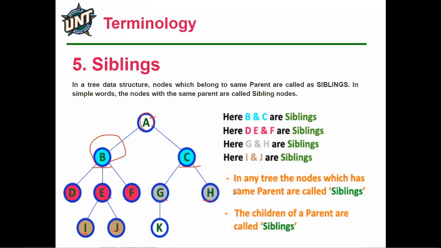So what is the concept of sibling? Nodes which belong to the same parent are called siblings. In any tree, nodes which have the same parent are siblings, and the children of a parent are called siblings here. So real brothers, we can say in a non-technical way. This is the concept of sibling. It's a very simple concept. I hope everyone is clear on this concept now.